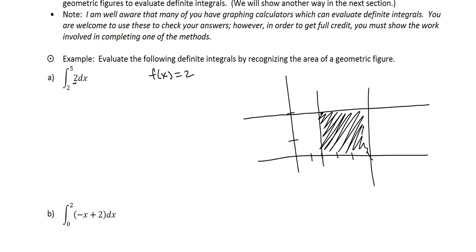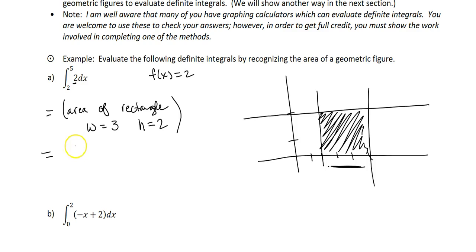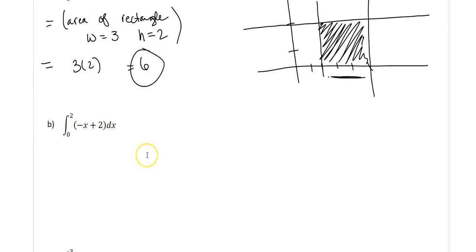Now this whole shape is positive. So this is equal to the area of a rectangle where the width is 3 units here and the height is 2 units here. So this is just going to be equal to 3 times 2, or 6. That's the value of that integral. A lot easier than the limit definition if you can do it.